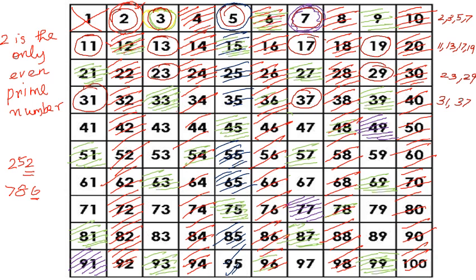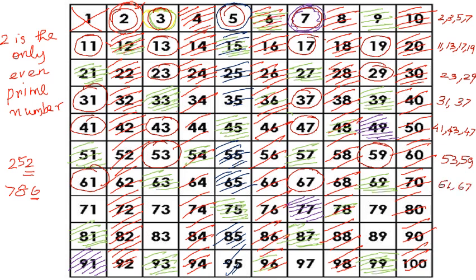Now the next one is 41. We have 41, we have 43 and we have 47. There are 3 numbers. Now we have next one 53 and 59. So in the next column we have 53, 59. Now let us move to the last ones. We have 61 and 67.